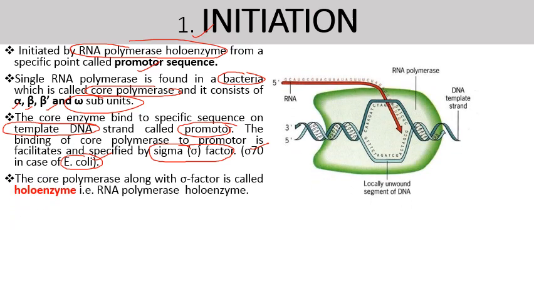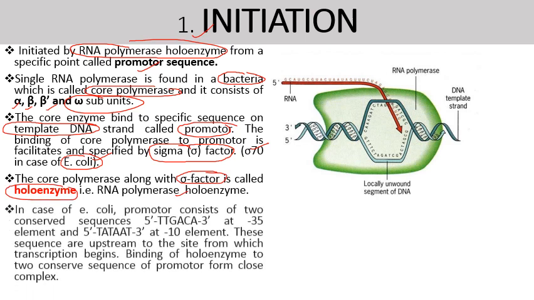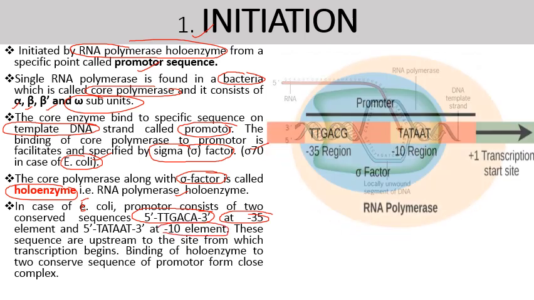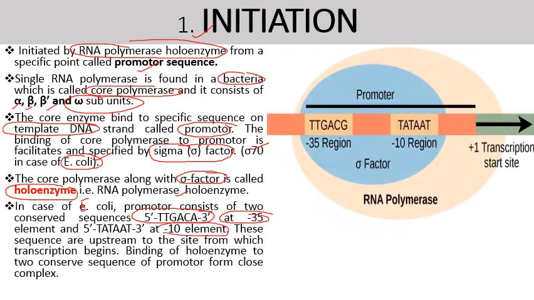The core polymerase along with sigma factor is called holoenzyme, that is RNA polymerase holoenzyme. In case of E. coli, the promoter consists of 2 conserved sequences, that is 5' to 3' TTGACA at the -35 element and 5' to 3' TATAAT at the -10 element upstream from the transcription site. So this is the transcription site from where the transcription will begin.